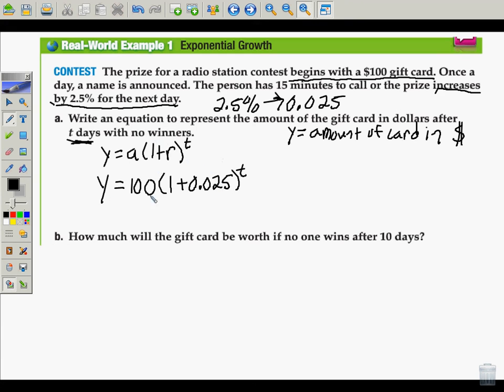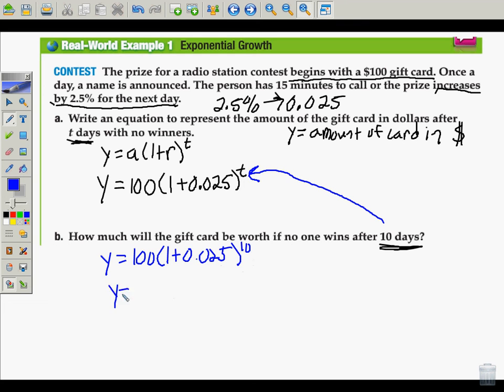Then we want to know how much the gift card will be worth if no one wins after 10 days. 10 days tells me what to plug in for t. So I'm going to plug that 10 in for the value of t. So I get y equals 100 times the quantity of 1 plus 0.025 raised to the 10. Then I'm just going to simplify this. y equals 100. 1 plus 0.025 is 1.025 raised to the 10, which gives me y equals 100 times 1.025 raised to the 10th.